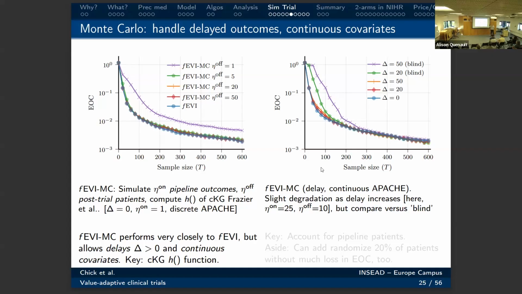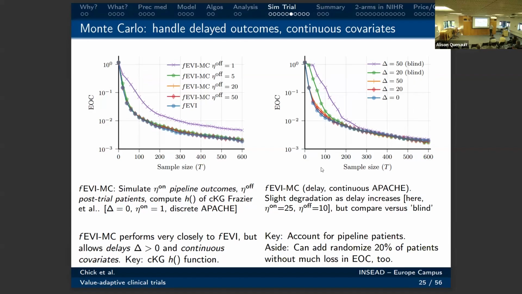So accounting for what are the patients in the pipeline, what are their characteristics and what treatments we've assigned is actually extremely helpful here. And we can also add in randomization of 20% of patients if we feel like we need a little bit more randomization. It works fine.